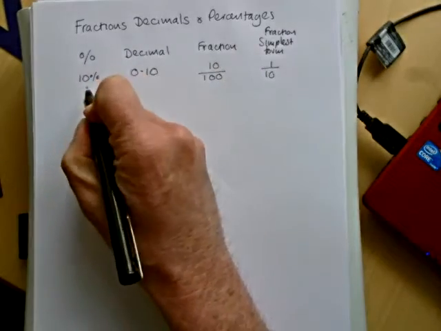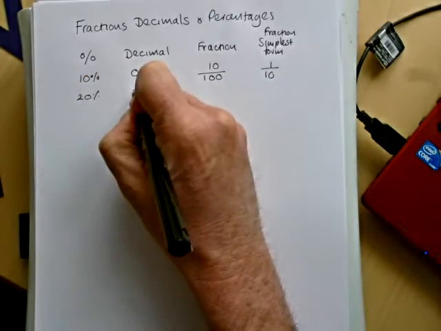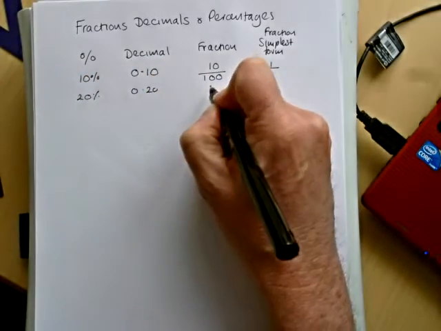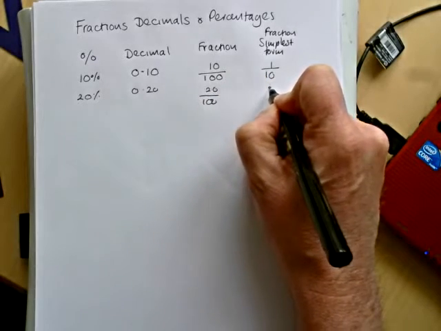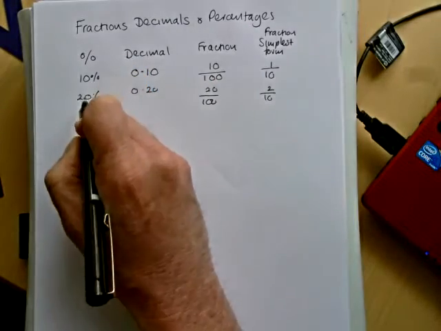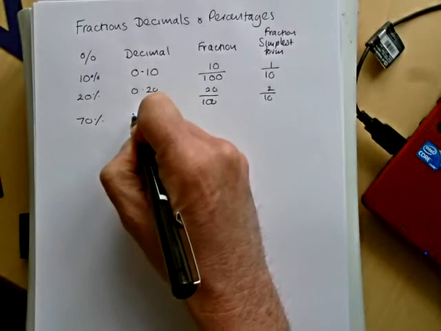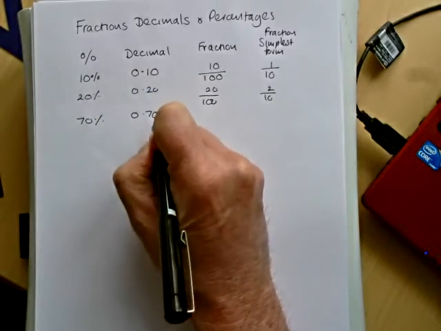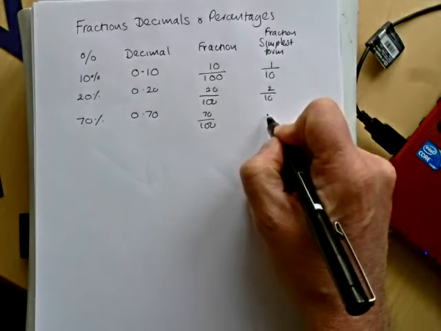Now if you know 10%, it's quite easy to get 20%, because 20% will just be double, and it'll be 20 out of 100, and it'll be 2 out of 10. So all of the 10% and multiples of 10% should be fairly straightforward. If we jumped up to 70%, it'd be 0.70, 70 out of 100, which would be 7/10.